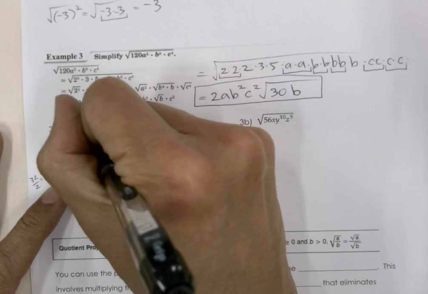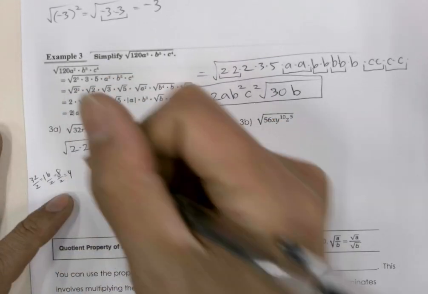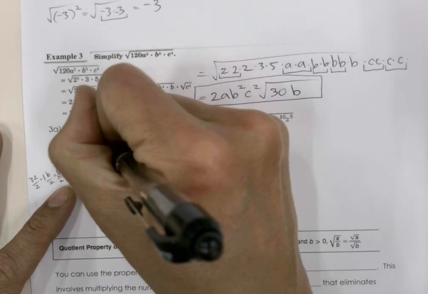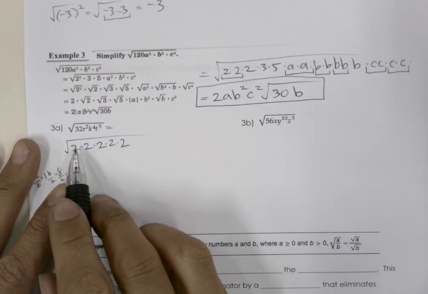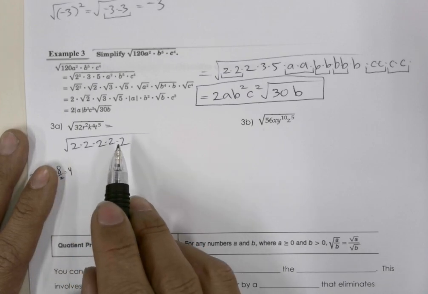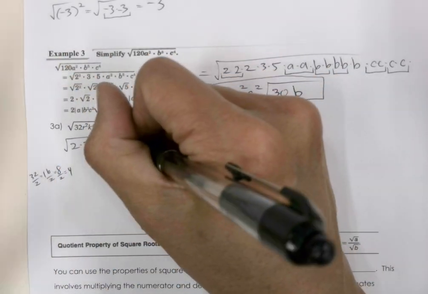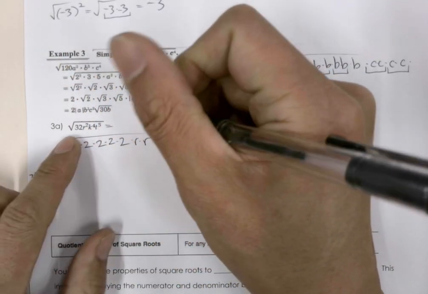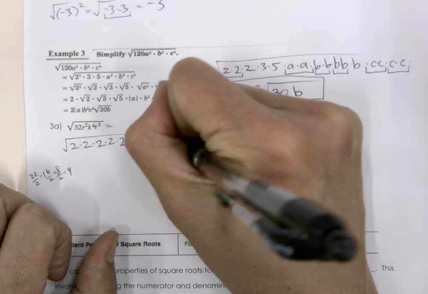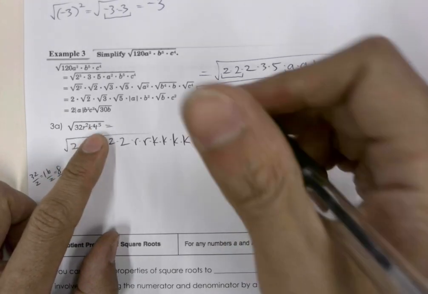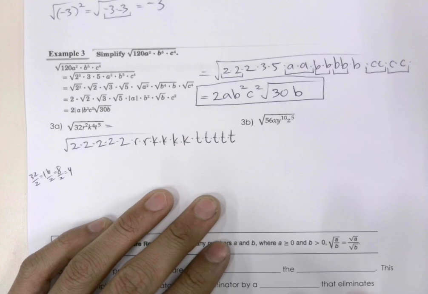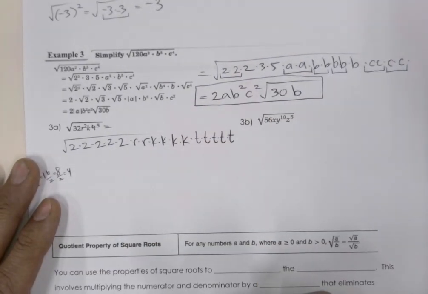8 is even, so I'm going to pull a 2 out of that. That leaves me with 4. 4's factors are 2 times 2, so times 2 times 2. And we can double check: 2 times 2 is 4, times 2 is 8, 16, 32. All right, now we have r squared, so we have times r, 2 times. We have k to the 4th, so that's k four times. And then we have t to the 5th, so that's t five times. Now we look for our pairs.